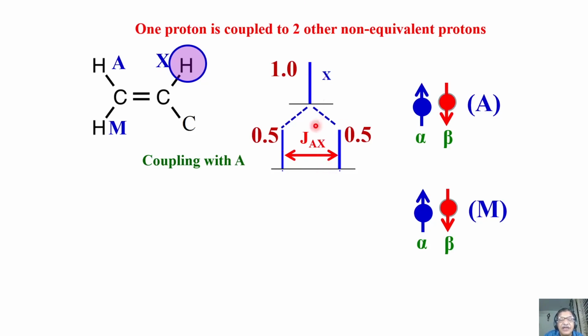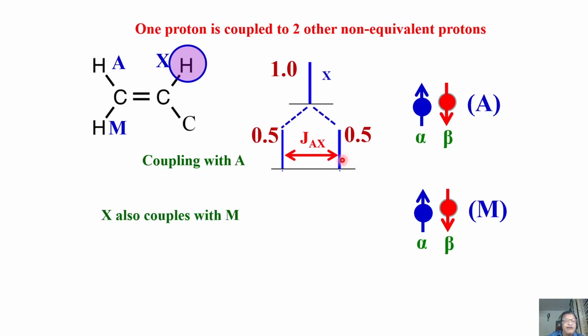So the intensity is divided into half. As I said in the earlier case, this separation tells you the interaction strength between this proton and this proton. That is JA. Clear? We understood that. Now, we will extend the logic further.